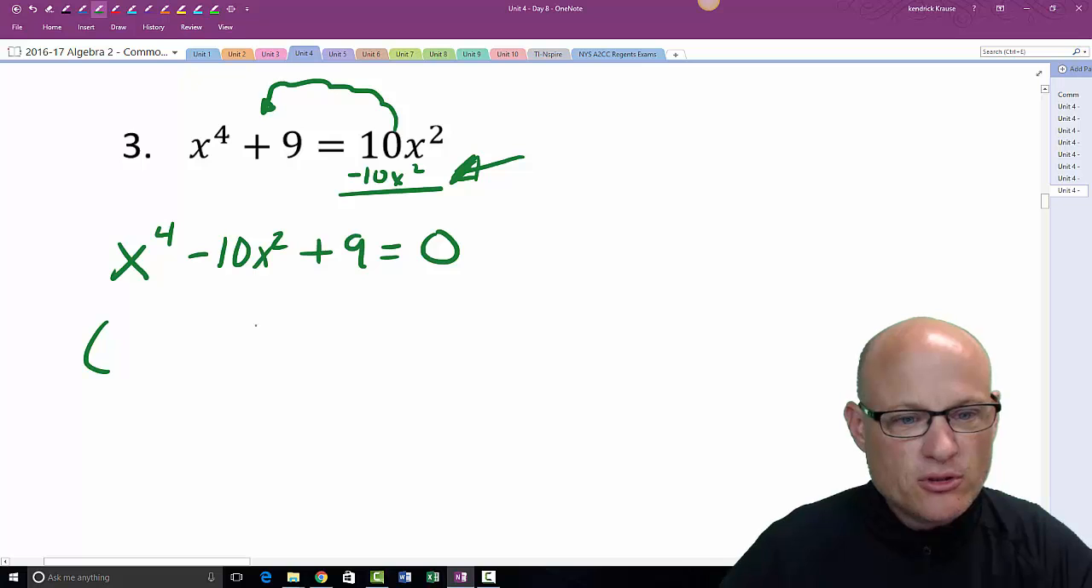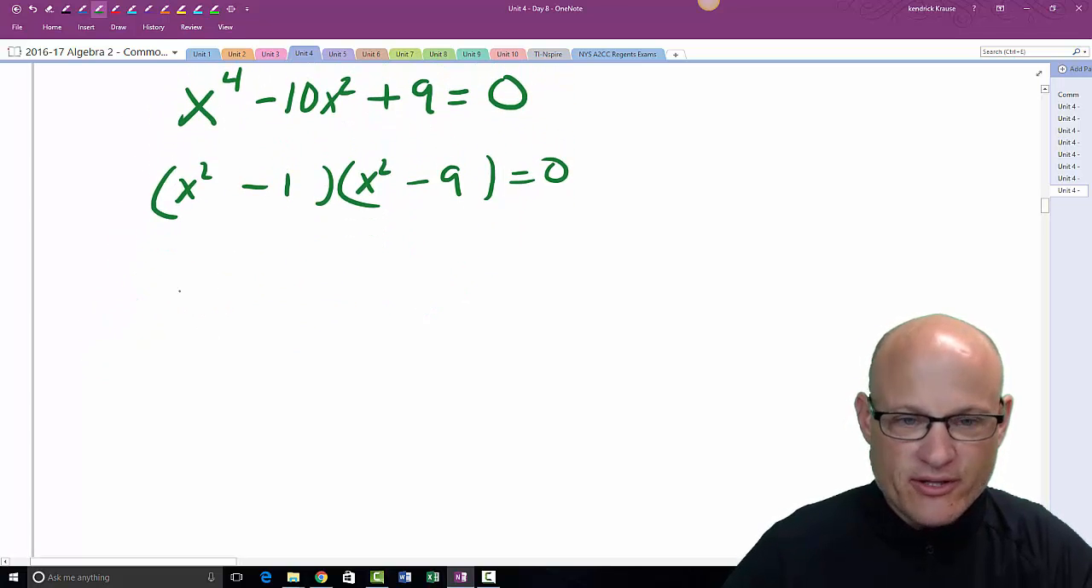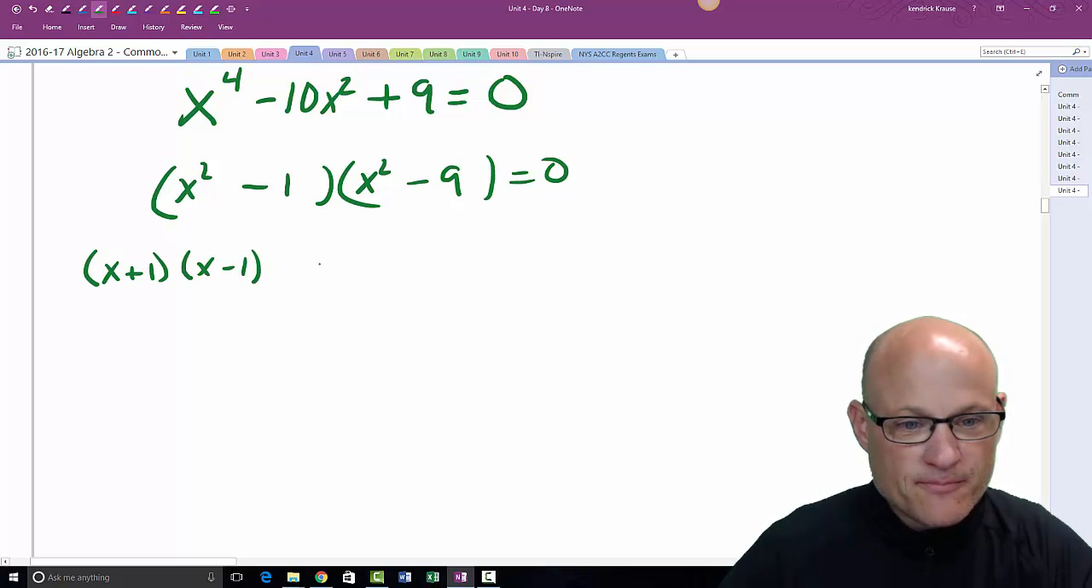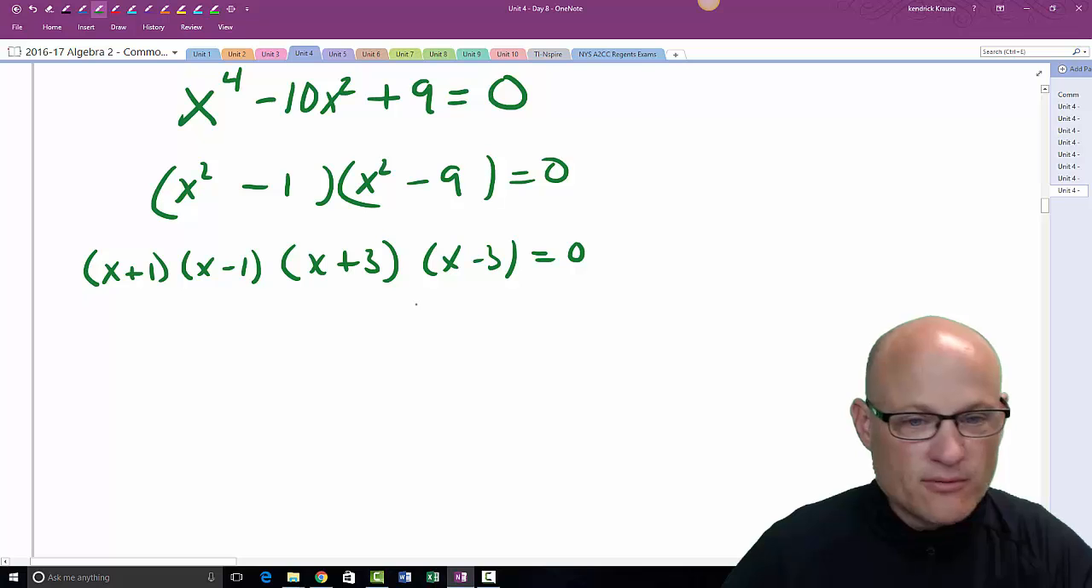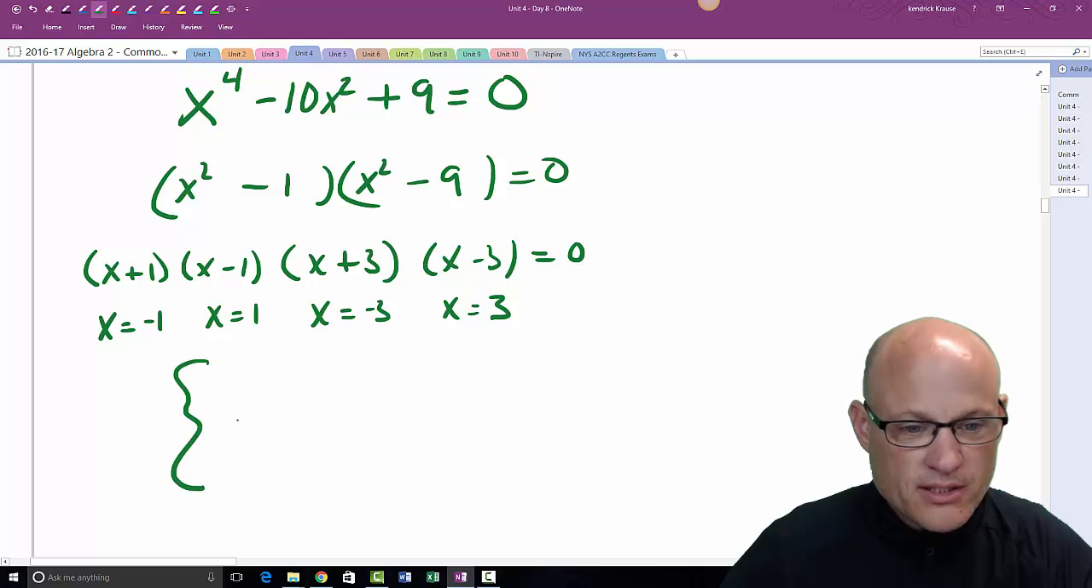All right, let's factor. Again, this is an easy factoring, so I'm just going to show you one way. It's x squared and x squared. Multiply to 9, add up to 10. Pretty simple, right? Wait a second now. Those are both the difference of perfect squares. So this is going to give me x plus 1, x minus 1, x plus 3, x minus 3 equals 0. So I've got 4 answers. x equals negative 1, x equals positive 1, x equals negative 3, x equals positive 3. So negative 3, negative 1, 1, and 3.